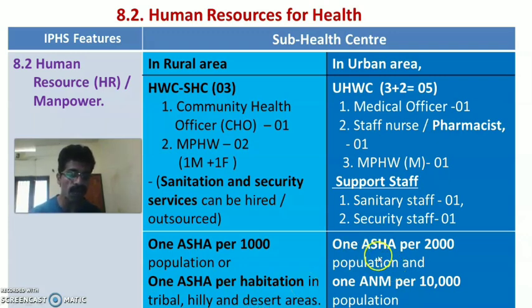Then in urban areas, 1 ASHA per 2000 population to support the urban sub-health center, and 1 ANM, auxiliary nurse midwife, for 10,000 population in the urban area to support the urban health and wellness center. Okay, this is about the human resources, manpower of the sub-health center as per the IPHS standards 2022, both in rural area and urban area.